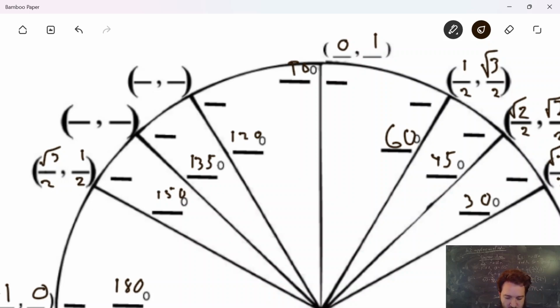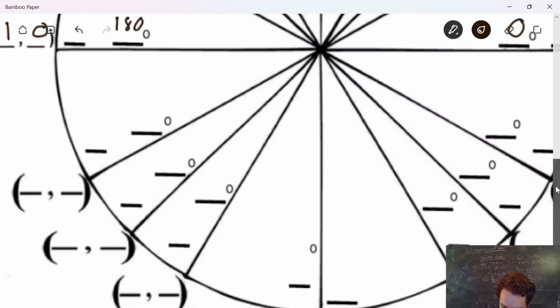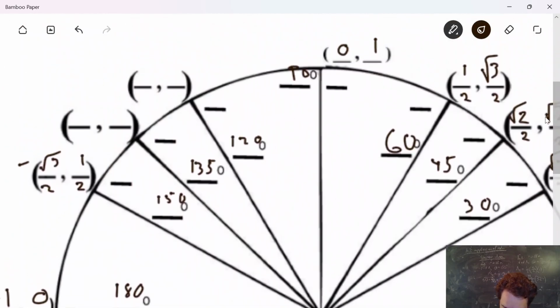Now notice also that since we are on the negative side of the circle, or on the negative x side, all of these x values will have a negative out in front of them. The y values will still be positive because we're on the positive y side of the circle still. So we do have to know that the absolute values of these are all the same as they were in the first quadrant, but we have to apply positives and negatives based on the side of the circle that we're on.